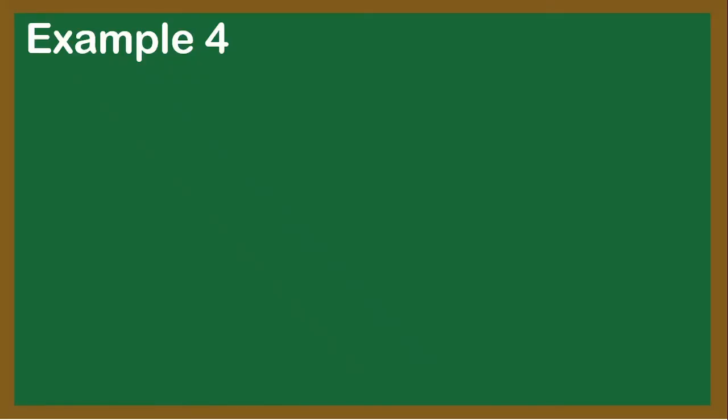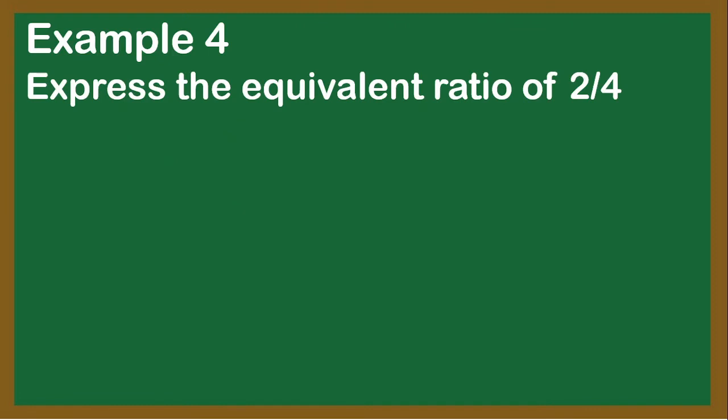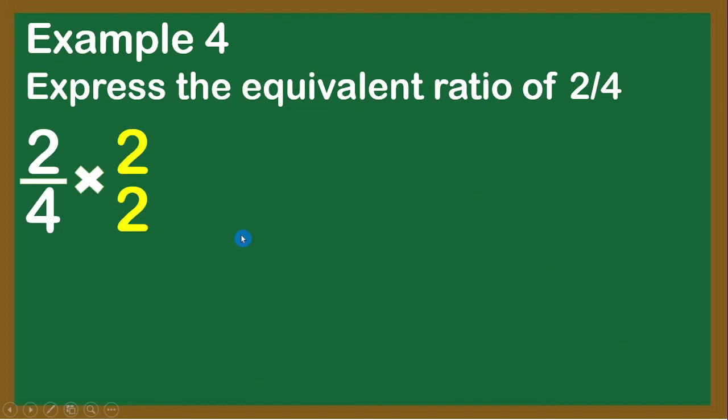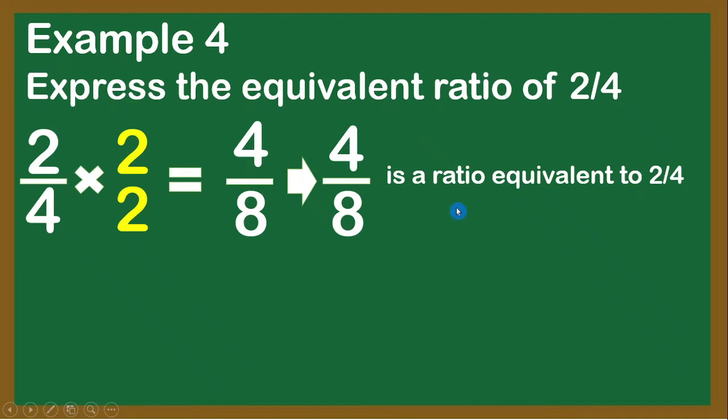Let us have example number 4. Express the equivalent ratio of 2 is to 4. Now let us use 2 is to 4 to find the equivalent ratios. To find an equivalent ratio of 2 is to 4, let us use one number to multiply the upper number and the lower number. So let us use 2 as our multiplier. So 2 times 2, then 4 times 2, we have 4 is to 8. Thus, 4 is to 8 is a ratio equivalent to 2 is to 4.